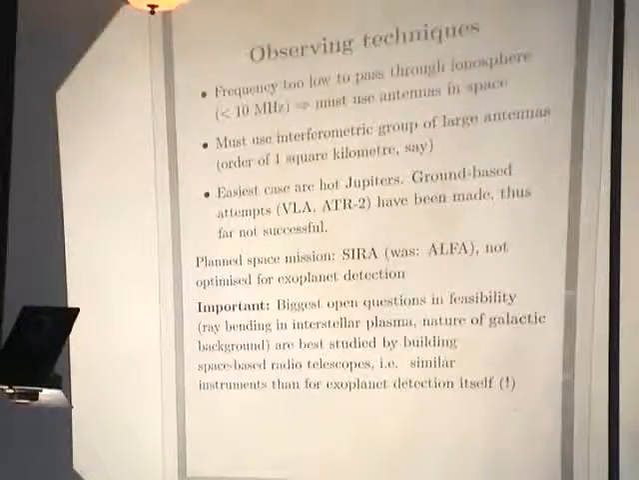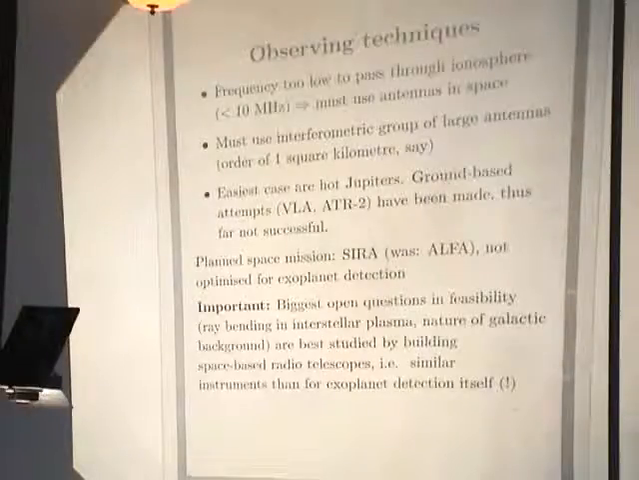What is important to notice is the biggest open question in the physics. It's still open whether this is possible to do or not, even in principle. It might be that the interstellar matter bends these rays so much that it is not possible to detect. It might be, but then again, it might not. In order to learn whether this is so, one should really measure the spatial distribution of the sky in low radio frequencies. In other words, one should build this type of instruments in order to assess the feasibility. And the same type of instruments could then be used to try to detect these exoplanets.